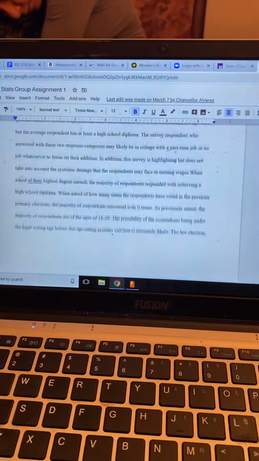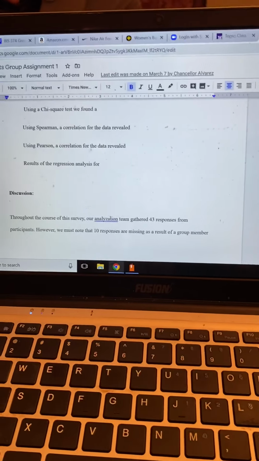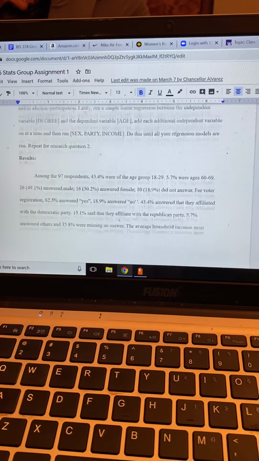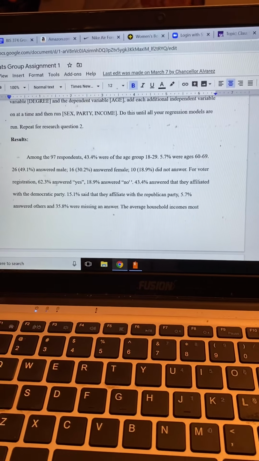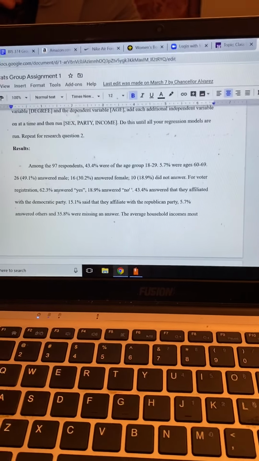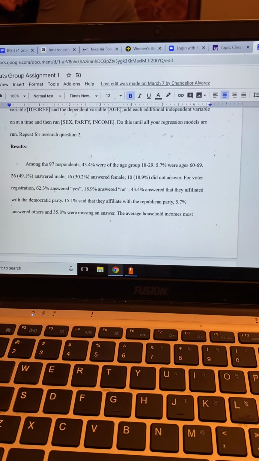What did you find from your results? So basically what I had just described, so there was a significant difference between, let's see here. What was the difference? Results. So there was a significant difference between people who had higher level degrees and people who were part of different political parties.